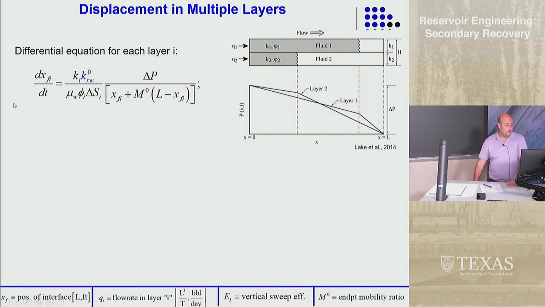Now the front position, XF, is given by a differential equation just like we did in the previous slide, except now we can apply it for more than one layer. So I put dXFi where i is the layer. i could be equal to 1 or i equal to 2 in this case, or if you had 100 layers, i could be equal to 100. You could solve this differential equation analytically like we just did for each layer, or you could do it numerically.